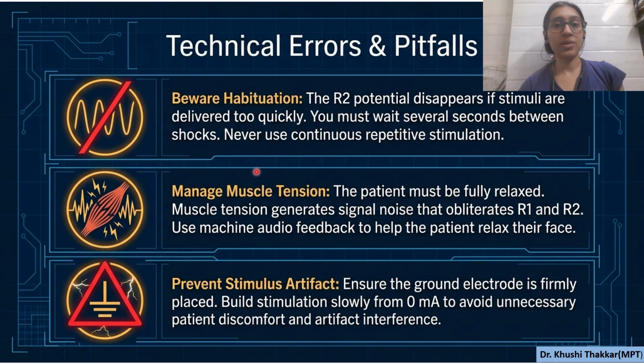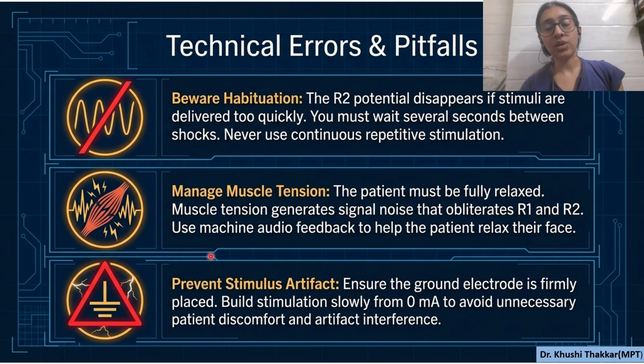Next, you have to manage the muscle tension. The patient must be fully relaxed. Muscle tension generates signal noise, which will again superimpose and obliterate the R1 and R2. So those are the pitfalls, the extra noises which overpower our biological signals. We have to use machine audio feedback to help the patient relax their face. That is your biofeedback. And then we have to prevent stimulus artifacts.